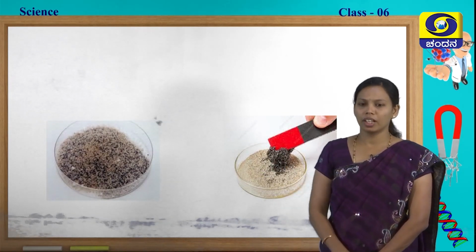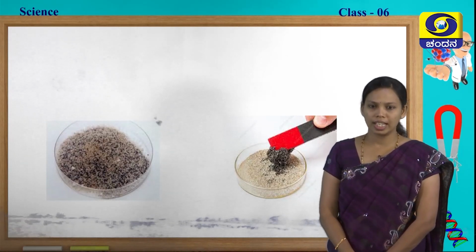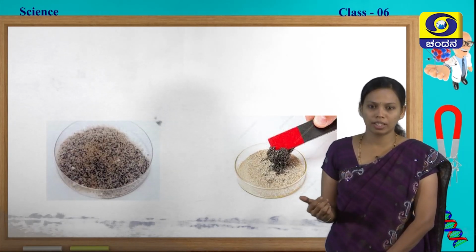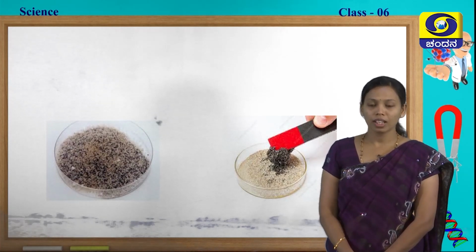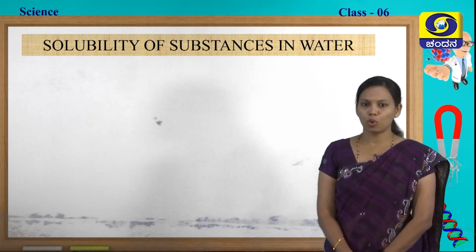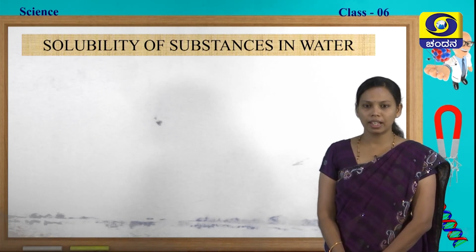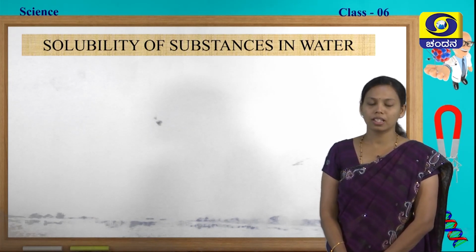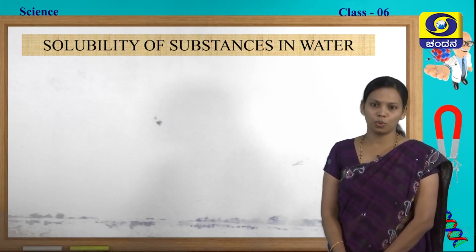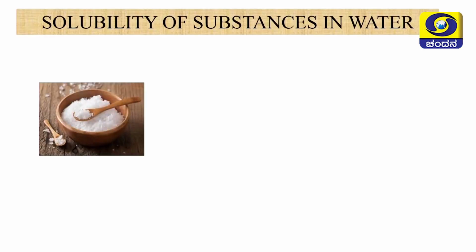In filtration, we found that many substances will dissolve in water, isn't it? Many substances will be dissolved in water. For example, it may be salt, it may be sugar. Now, we shall know about that: solubility of substances in water. What is the meaning of solubility? It is nothing but the ability of substances to dissolve in water. Whether all the substances will dissolve in water? No. Now, we shall see that once. Look at the picture. It is nothing but salt.